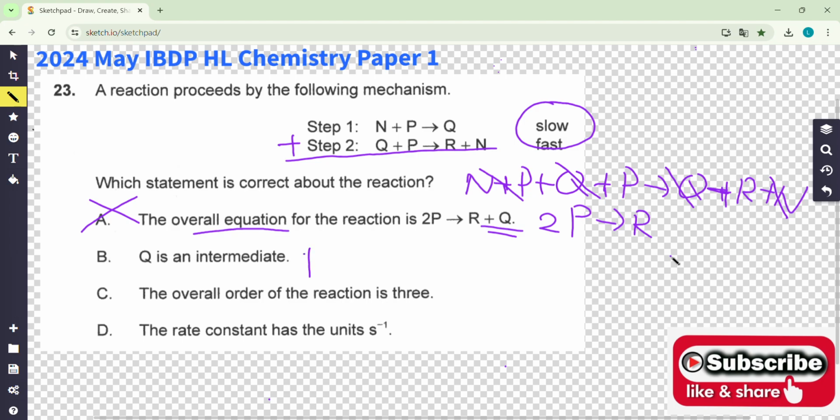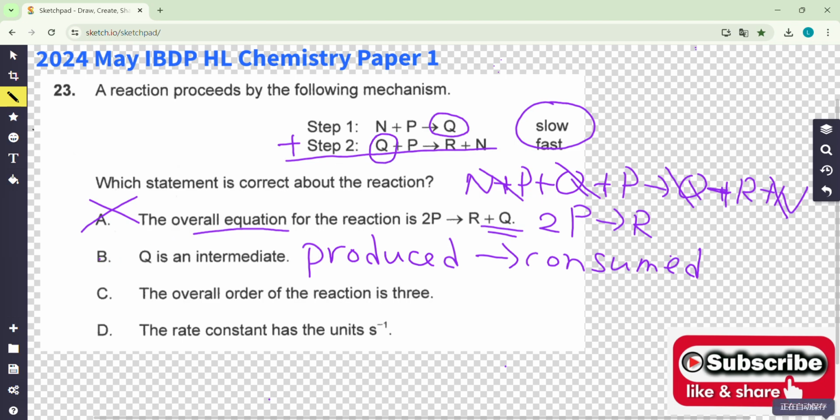Option B, Q is an intermediate. Remember, an intermediate is produced and consumed during the steps. It is produced during a step, but it is later on consumed, disappeared. Q is produced in the first step and consumed in the second step. So it is the intermediate. But don't be too confident, okay? Maybe you find out options C and D are also correct.